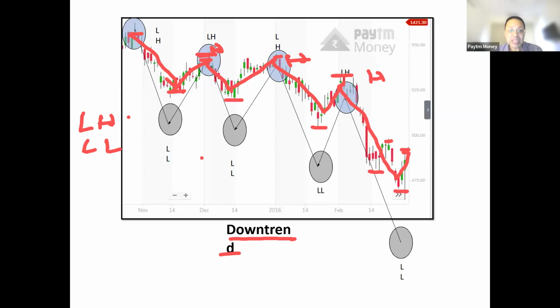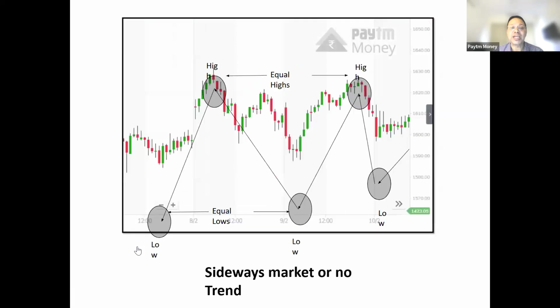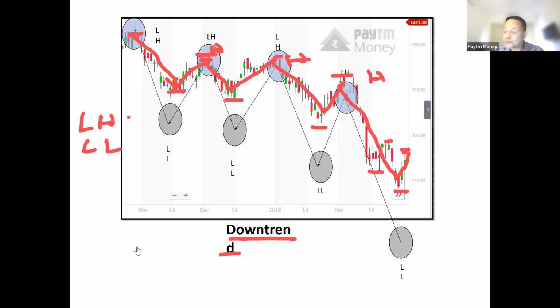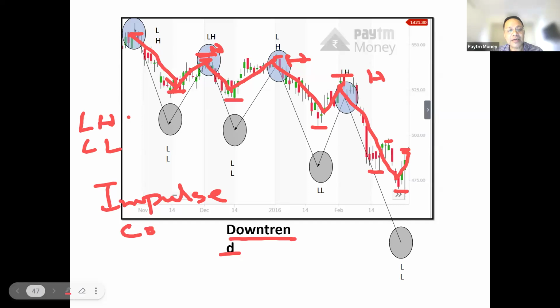Now for any trend, there are two moves: one is called impulse and the other is correction. In any trend, there are two moves. One is called the impulse move and one is called the corrective move. Now let me go to the previous slide. I'm going to show it to you.